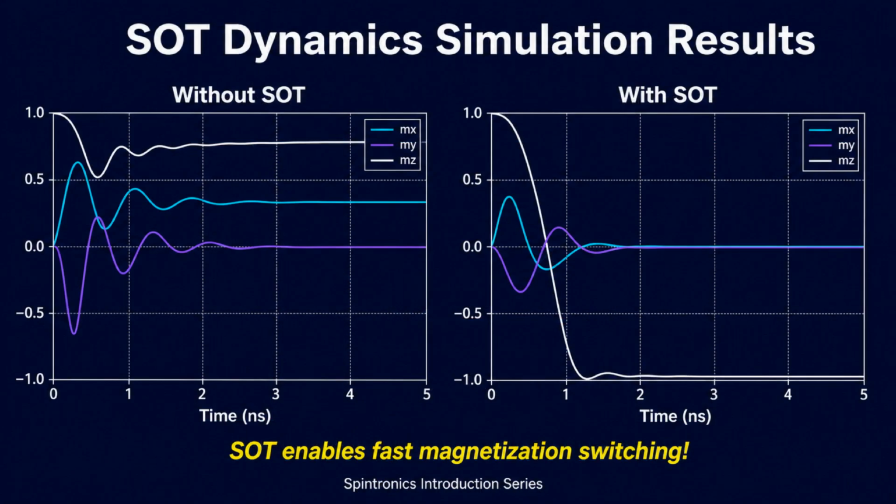The comparison is dramatic. Without spin-orbit torque, on the left, the magnetization shows damped precession settling to equilibrium with its out-of-plane component staying positive. With spin-orbit torque, on the right, the torque drives the magnetization to switch. The out-of-plane component flips from positive to negative, demonstrating successful spin-orbit torque-induced switching. The switching occurs within a few nanoseconds. This is the physics behind SOT-MRAM technology.